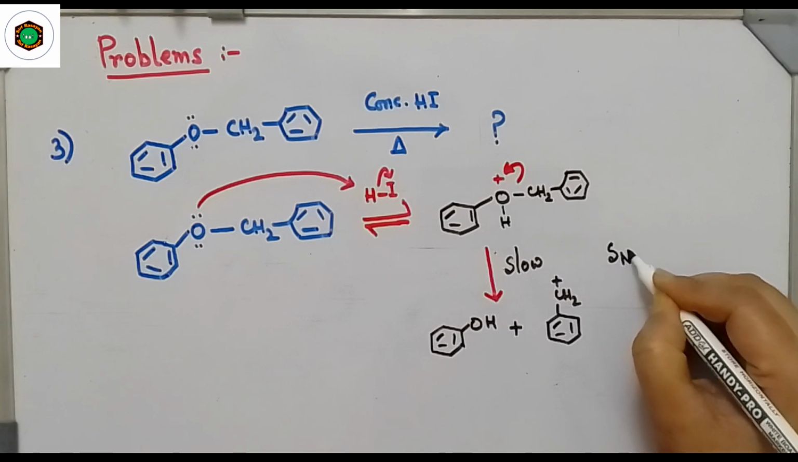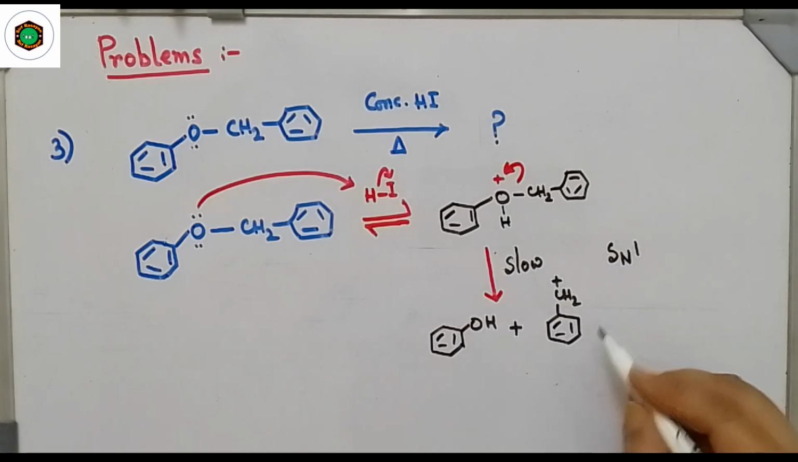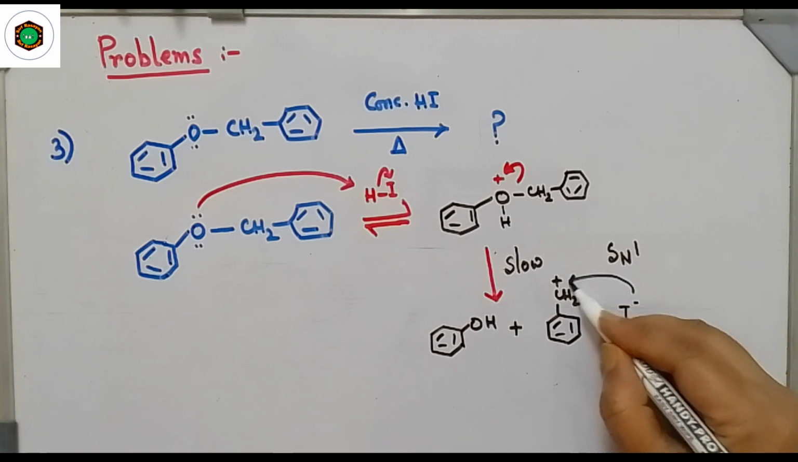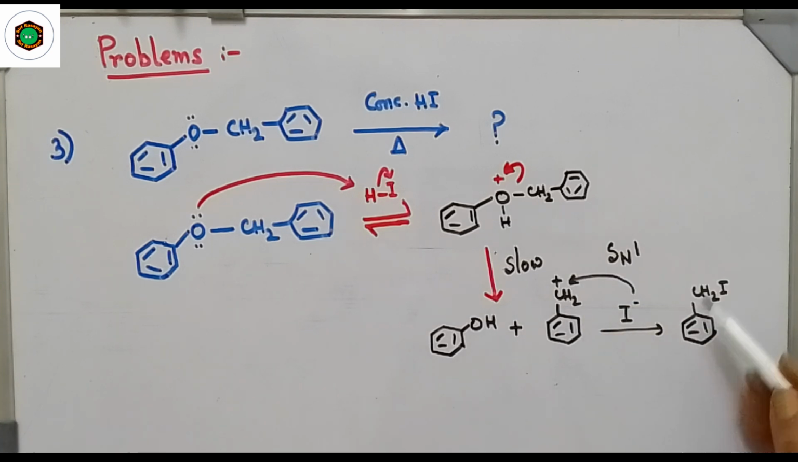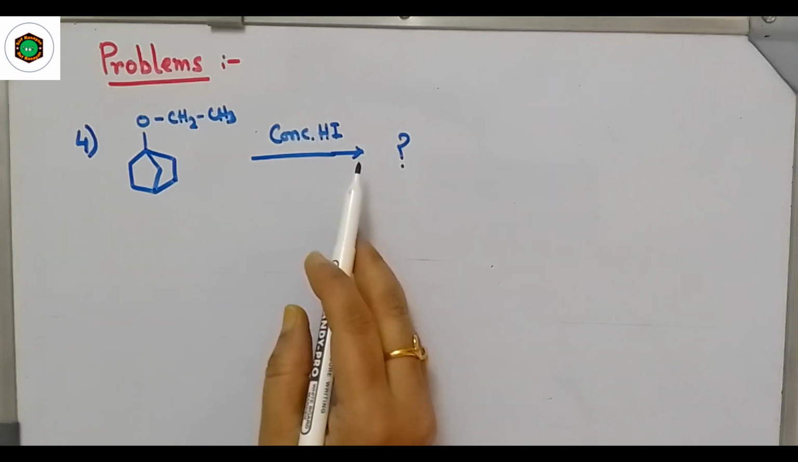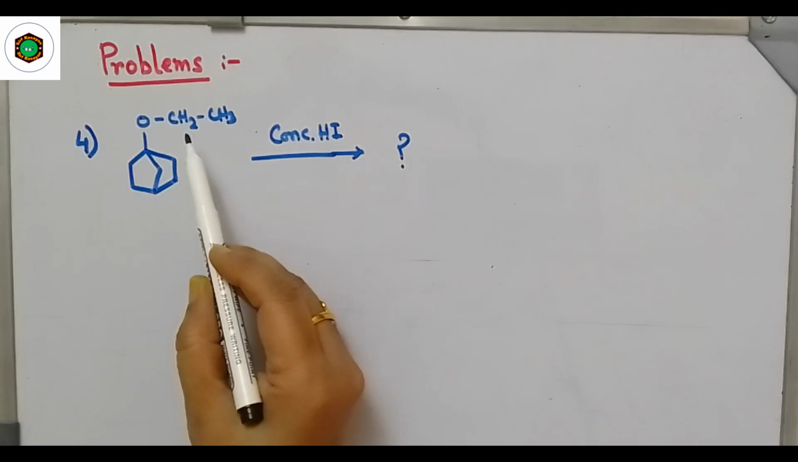This is a slow process because here we are getting a stable carbocation. So the reaction takes place by SN1 mechanism, and now iodide will attack there and we will get benzyl iodide and phenol. These two products we will get here. Now this is the next problem. This is also a mixed ether.